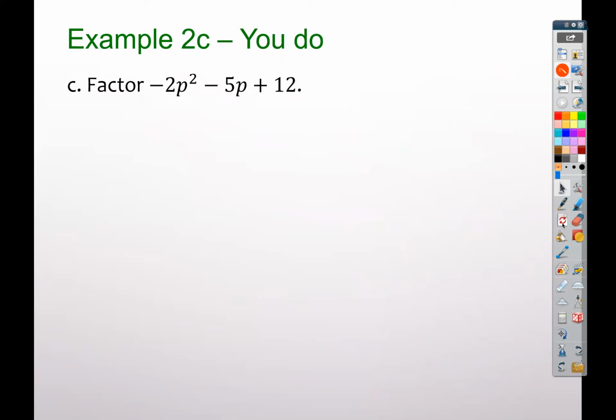All right, here's one that I want you to do. Remember to factor out the negative one first. Pause it and try. And you should have gotten negative p plus 4 times 2p minus 3.